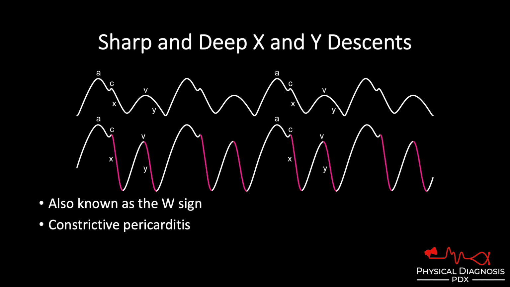What is the abnormality in this tracing? Here we have sharp X and Y descents, known as the W sign. In around 1/3 of patients with constrictive pericarditis, the prominent Y descent occurs in combination with a prominent X descent, creating two steep troughs known as the W sign. As before, listen for an associated pericardial knock.